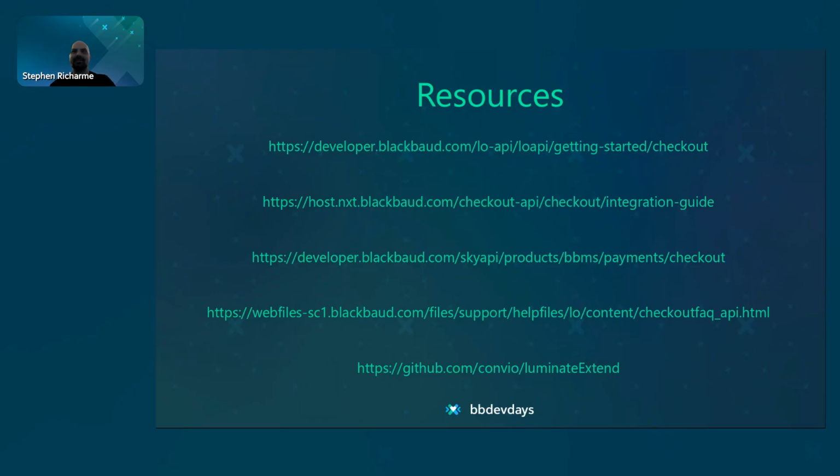So here I have a set of resources that are available for this. Starting off, the developer.blackbaud.com/LO API is our primary resource for Luminate Online APIs in general. And we've got a checkout section in the getting started portion of the LO API documentation that goes over just a wealth of different things that you can do.